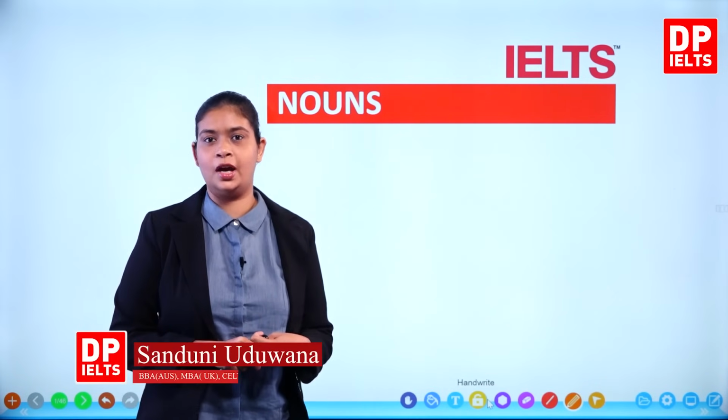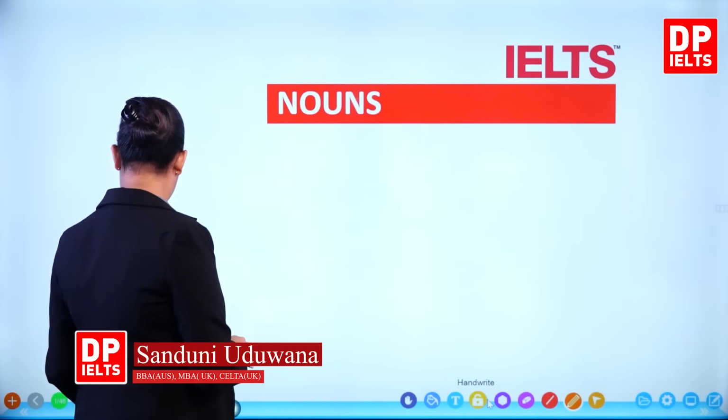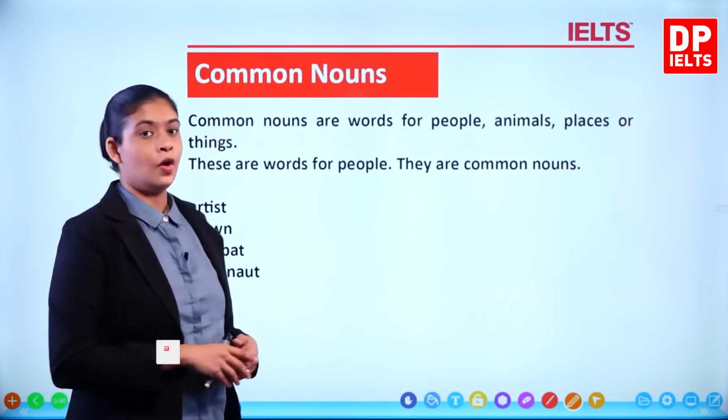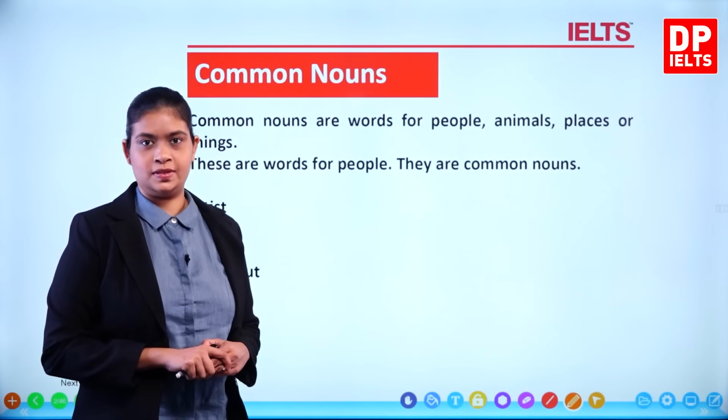We'll have a look at nouns more in detail. The first type is known as common nouns.